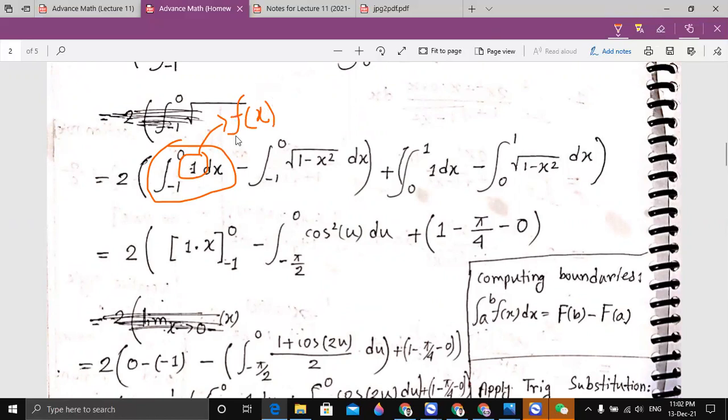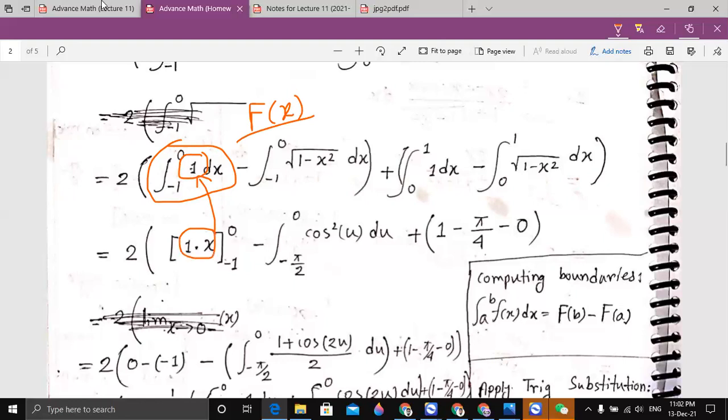It is written this way, like capital letter F of x. So we have to find capital F of x. Capital F of x means the integral of this function. So this is 1, and the integration of 1 will be x.